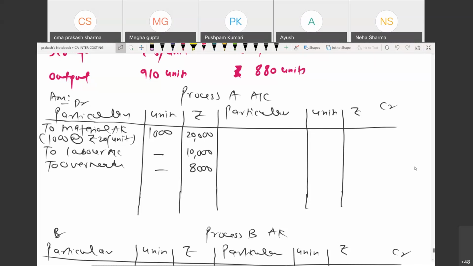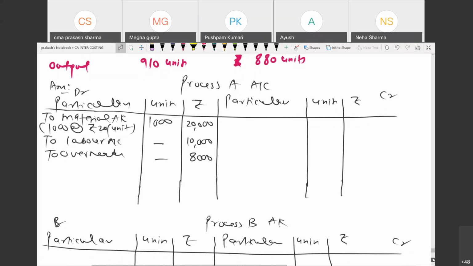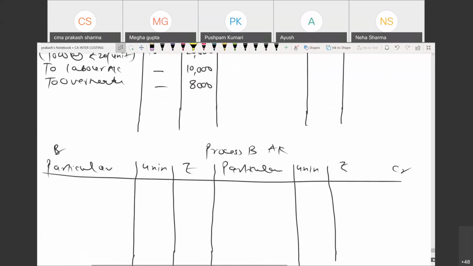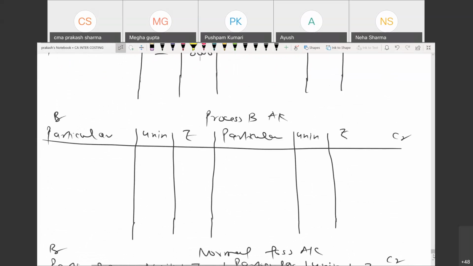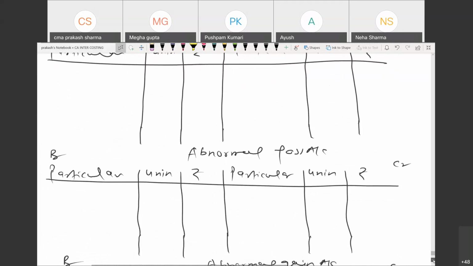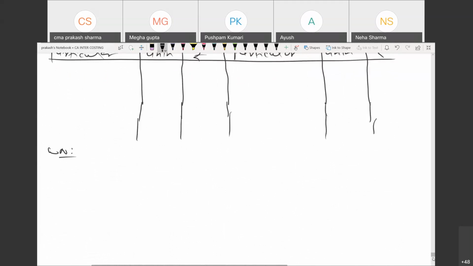Okay, sir. The question further states that we expect a normal loss of 5% on input in process A. The scrap of whatever material is lost, whether it is normal or abnormal, is rupees 5 per unit, and the output is 910 units. Okay, sir. So let us get back to the part of working note. Working note for process A.